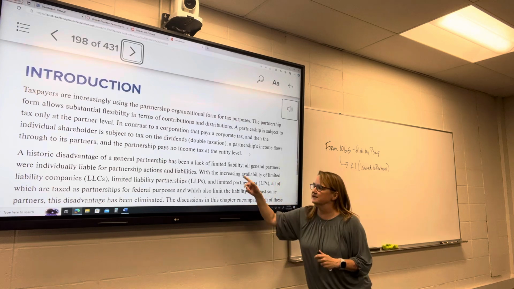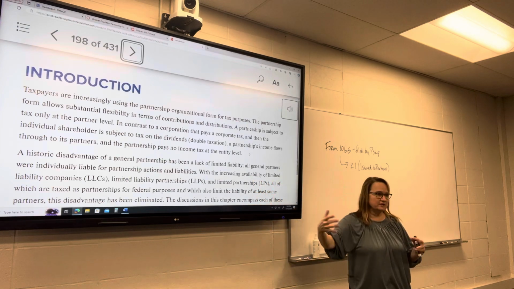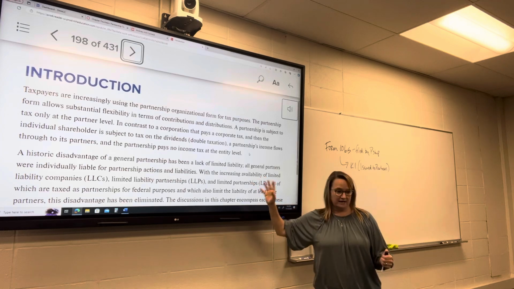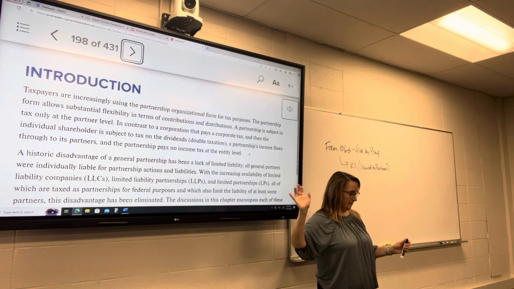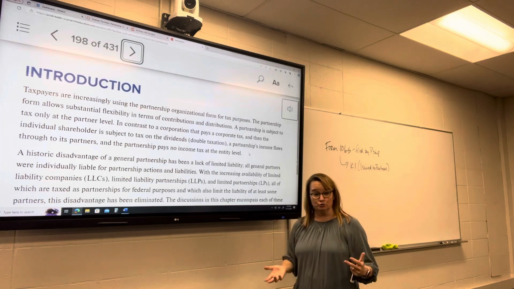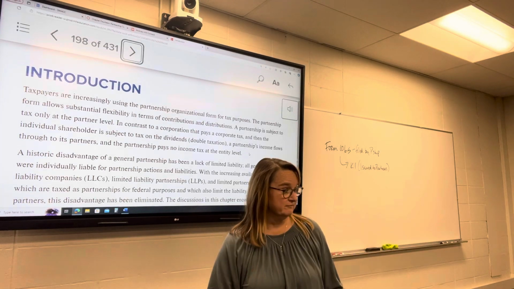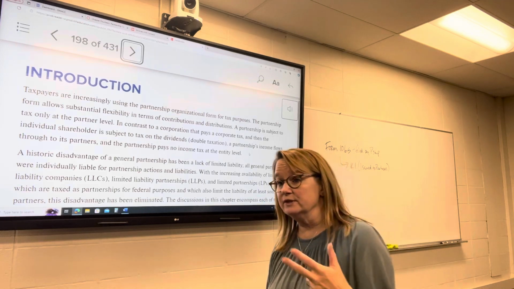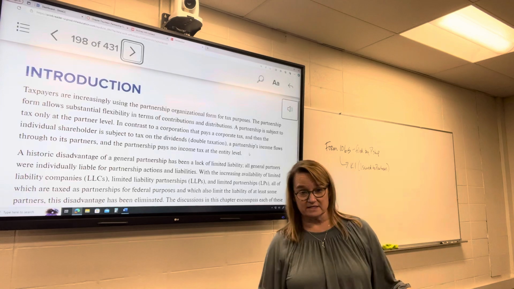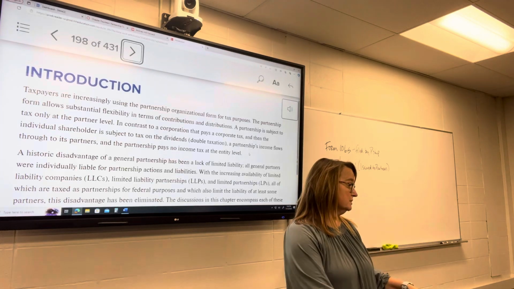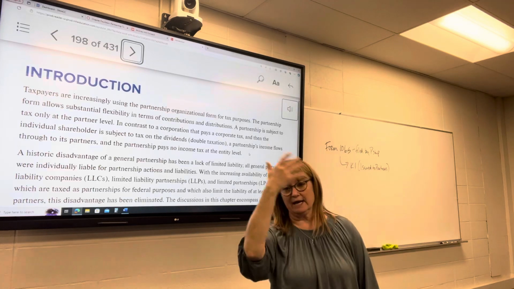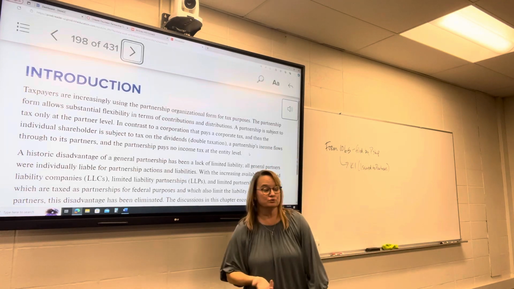One of the advantages of a partnership is it's easy. One of the disadvantages is there's a lack of limited liability. That means that if the partnership gets sued for some reason, some sort of negligence, the individual who's suing the partnership can go after the personal assets of the partners. So there's no barrier between the partner and the partnership with regard to liability.